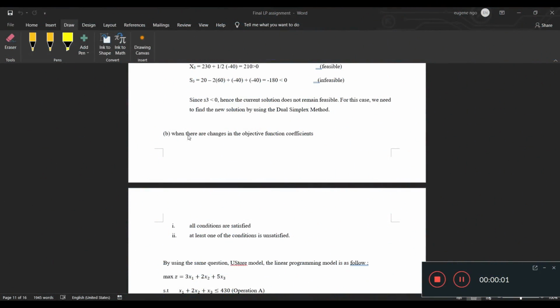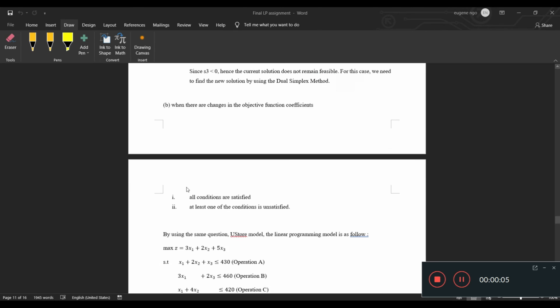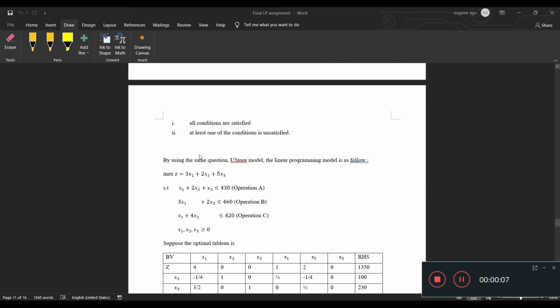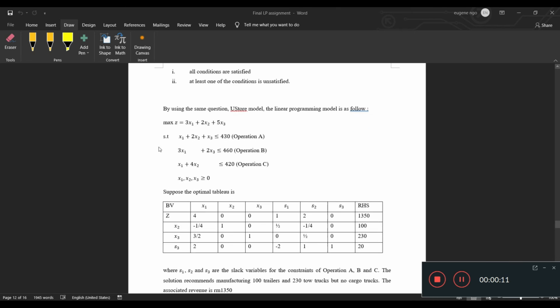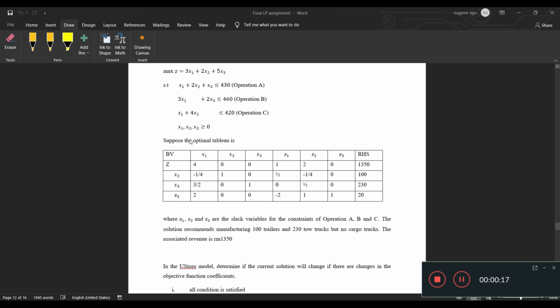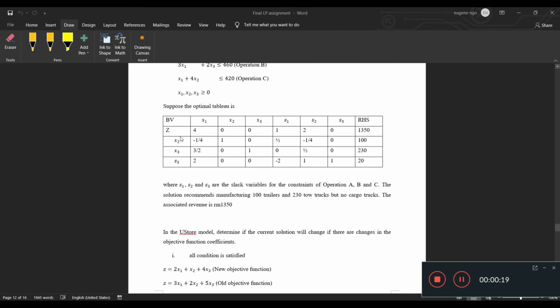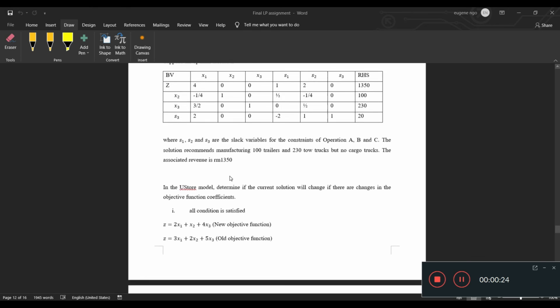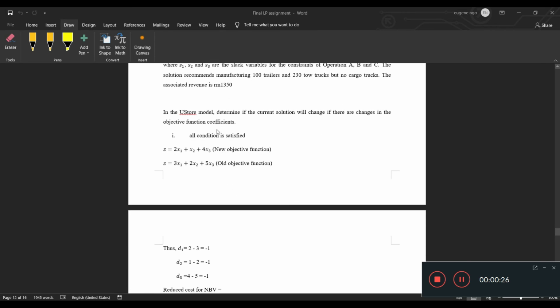Hi, next I will talk about question 3b, when there are changes in the objective function coefficients. Using the same Stormi model, the linear programming model is as follows: max z equals 3x1 plus 2x2 plus 5x3. This is the optimal table. You can see x2 is 100, x3 is 230. Then, first question, all conditions are satisfied.